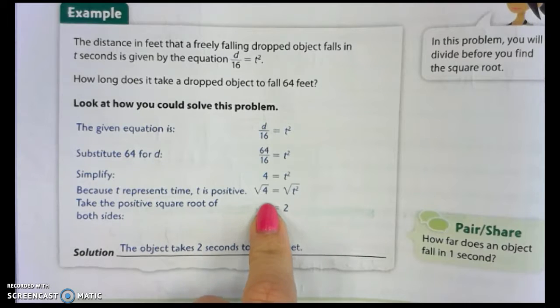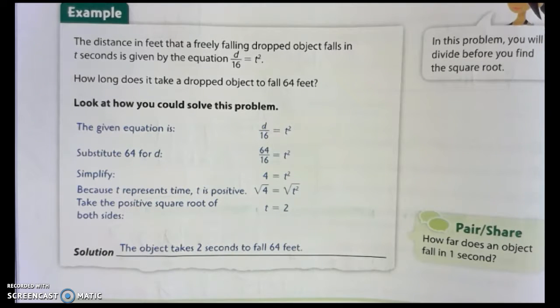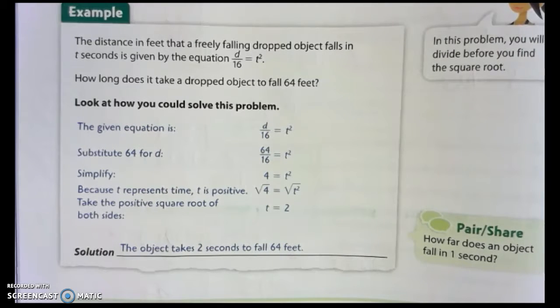When you take the square root of 4, you get positive 2. Now, why is negative 2 not up there? Because you cannot have a negative 2 in time. Okay? Cannot have a negative 2, just positive.